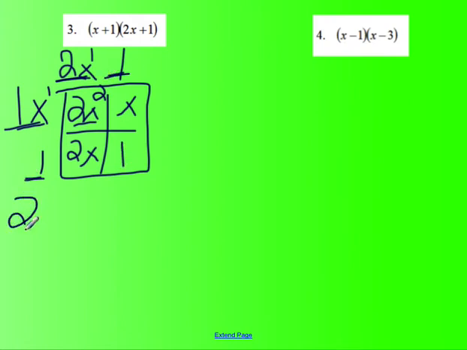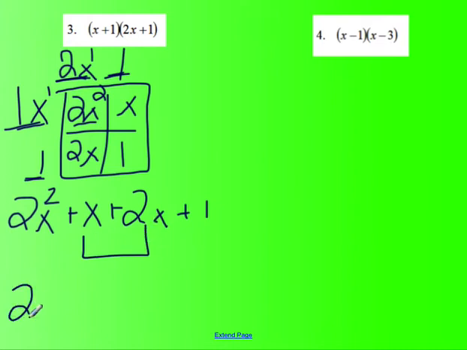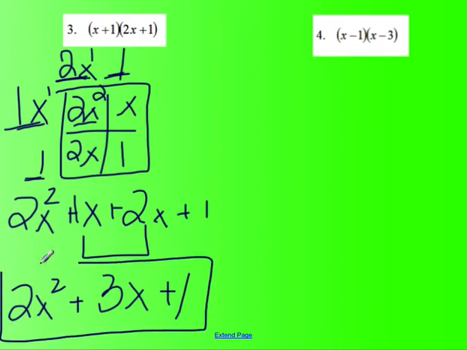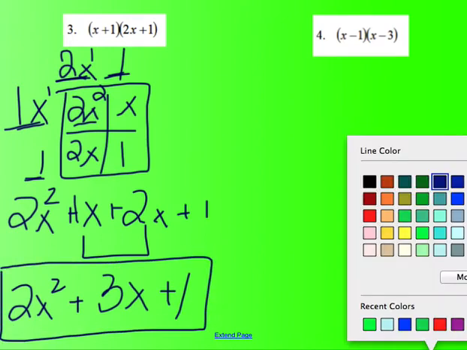So let's go ahead and write that out. So we have 2x squared plus x plus 2x plus 1. So now we want to add those middle two terms. That's all we can combine. Well, remember, this is the same as 1x. If there's no coefficient, it's 1x. 1x plus 2x is going to give me 3x, and then plus 1. So that's my final answer for number 3.